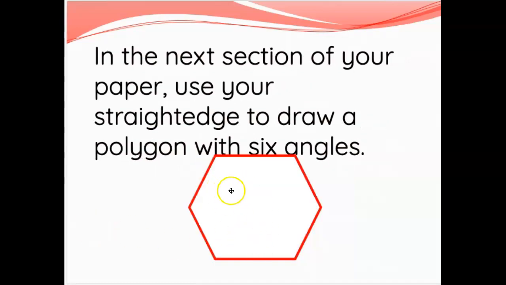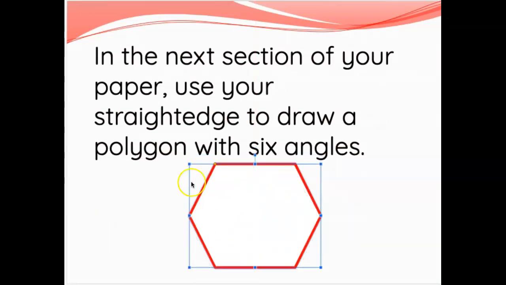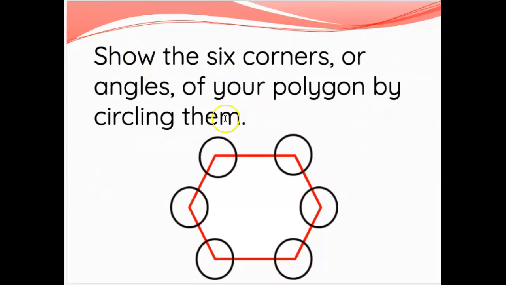Here's another example of what your polygon could look like. This is called a regular hexagon, and we're going to talk about that in a second. So show the 6 corners of your angles by circling them. 1, 2, 3, 4, 5, 6. You can put little circles around the 6 angles on your polygon as well.